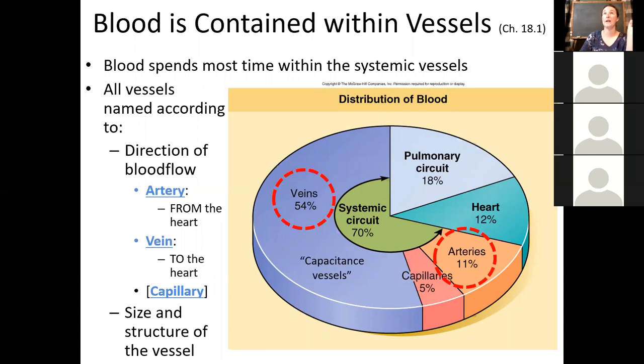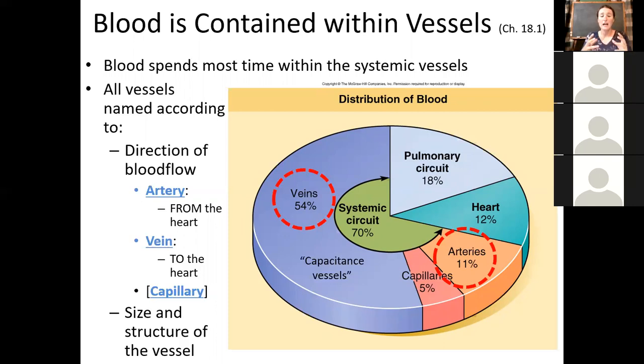The other factor that we use to classify blood vessels is the size and the structure of the vessels, and that's what the next couple slides are going to be. Before we move into them, I do want to point out that the veins are sometimes called capacitance vessels because at any given moment, about 50% of your blood is in your veins. We'll see that the veins are really low pressure conduits, and so it takes a long time for blood to get milked all the way from your feet back up to your heart.